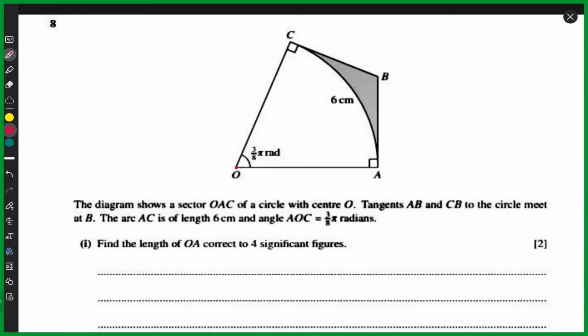Anyways, I'll get back to it. The arc AC is of length 6 centimeters. And the angle AOC is 3 pi by 8 radians. Find the length of OA correct to 4 significant figures. That's very simple. Can you give it a try? We have just done something similar.